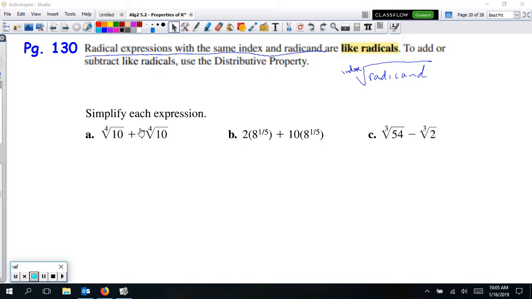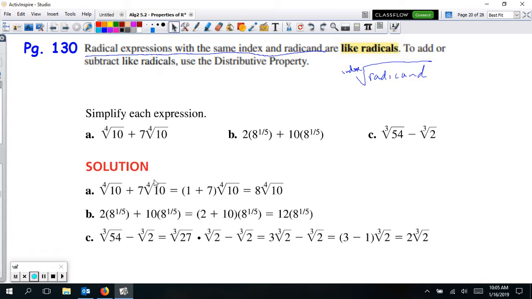And here's a few here. You can kind of look at these real quick if you want to. You can pause the video and look more at those from the book. These are examples from the book.